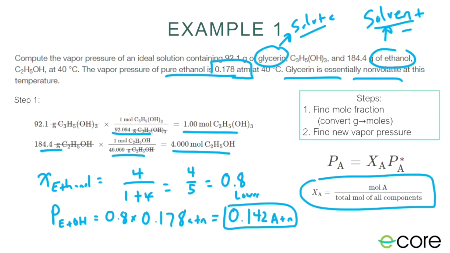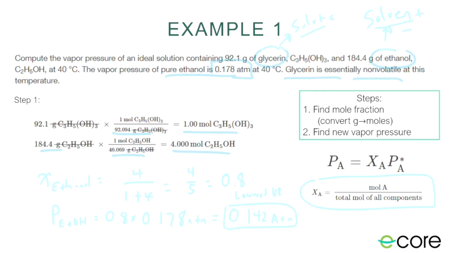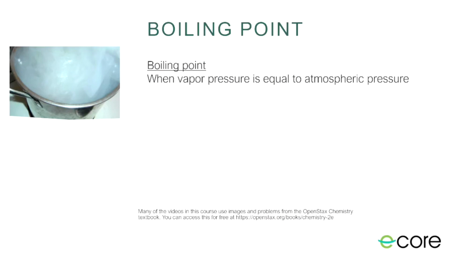Okay, so vapor pressure can be reduced by adding a non-volatile solute. Critically, that's really related to our boiling point elevation. The reason is that boiling point is when vapor pressure is equal to atmospheric pressure. So what that means is you have some water and it's at 25 degrees Celsius. If you looked at the vapor pressure, maybe it's 0.1 atm.